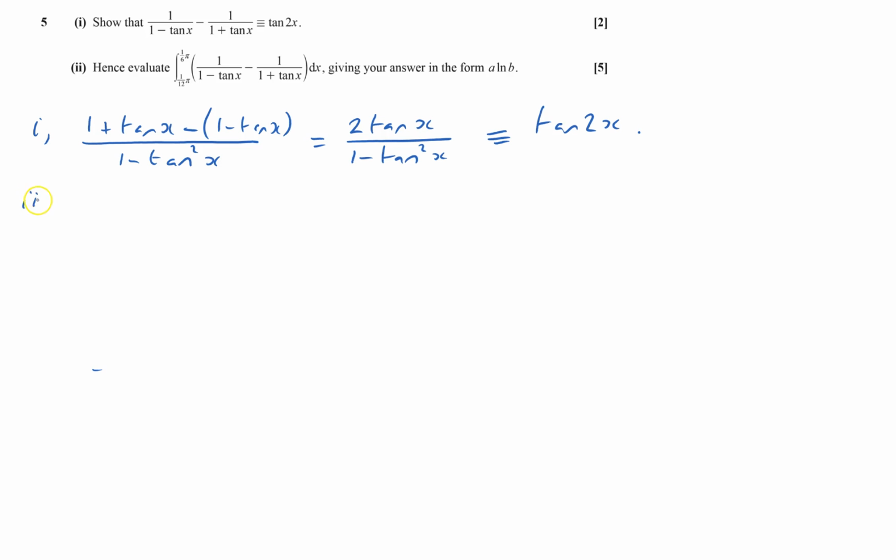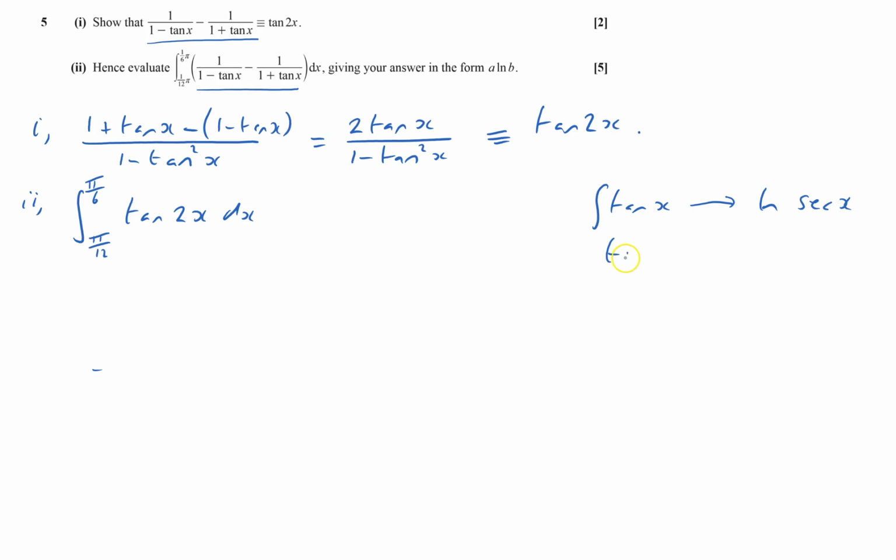And then part 2. This expression here is exactly the same as this expression. So what I've got to do is I've actually just got to work out the integral from pi over 12 to pi over 6 of tan 2x dx. And I know that if I integrate tan x according to the formula sheet, that goes to ln sec x. But we've got tan 2x, so that will have to go to ln sec 2x.